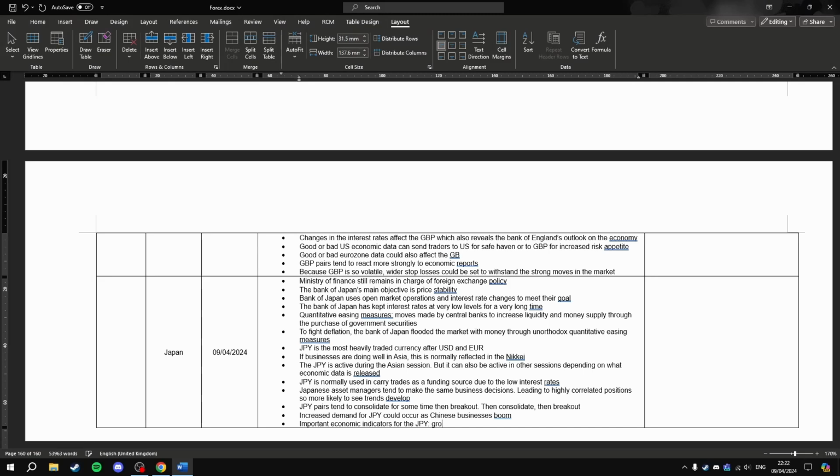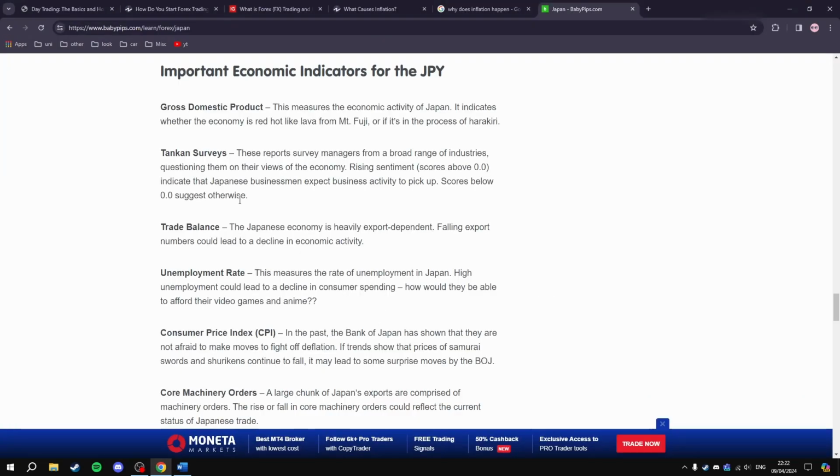GDP. This measures the economic activity of Japan. It indicates whether the economy is red hot like lava from Mount Fuji or if it's in the process of harakiri. I do not know what that means, but I'm assuming it's bad.